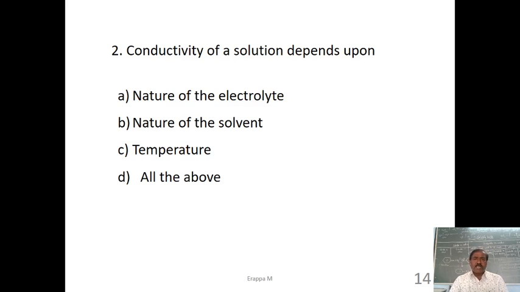Second question: conductivity of a solution depends upon, and here also four answers are given. A is the nature of the electrolyte, B is the nature of the solvent, C is the temperature, and D is all the above. So conductivity of a solution depends upon all three: nature of the electrolyte, nature of the solvent, and temperature. So D is the answer, all the above.